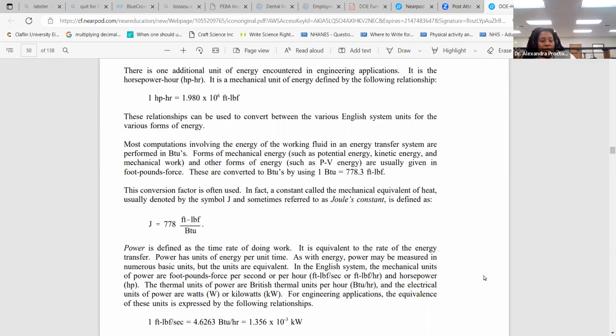In English, the mechanical units of power are foot-pounds force per second, per hour, and horsepower. So every time they have that per second, every time they have it per hour, we understand that that is a rate. The thermal units of power are British thermal units, or BTUs, per hour, and the electrical units are watts or kilowatts.